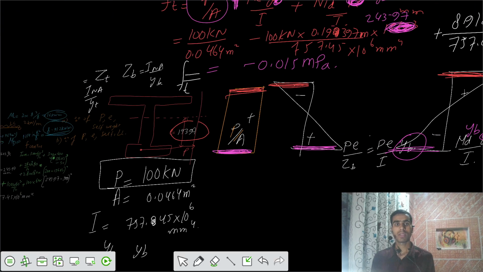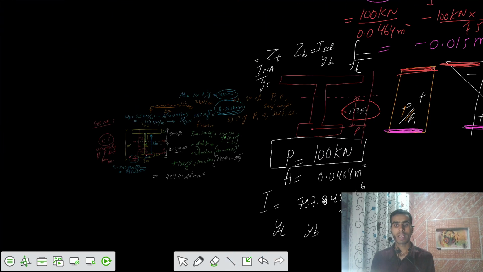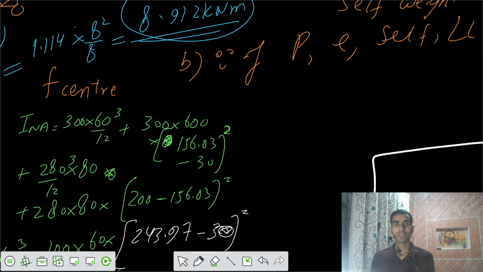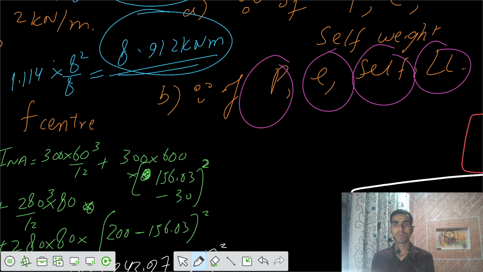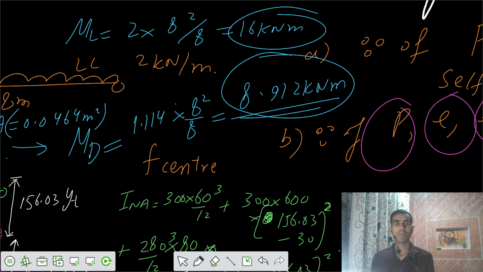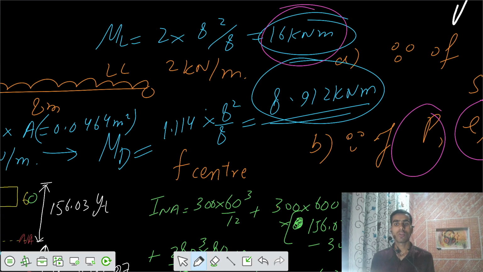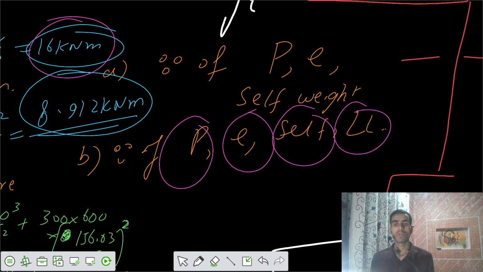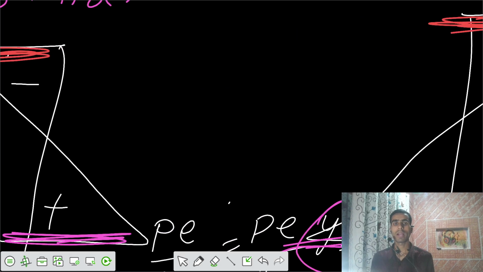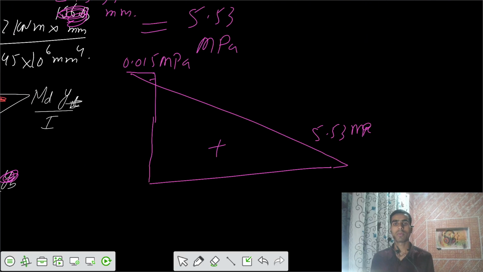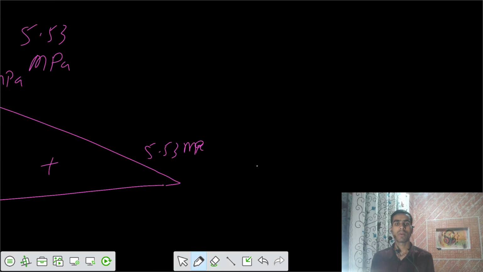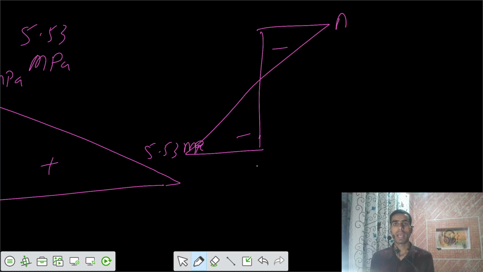So let's talk about the second case of the problem. It was saying calculate now the stresses because of P, because of E, because of self weight, because of live load. Because of the live load you have a bending moment of 16 kilonewton meter. So we had to add that part also here for the second part of the problem. This would be your stress because of the M live, and here we have Y top by I.